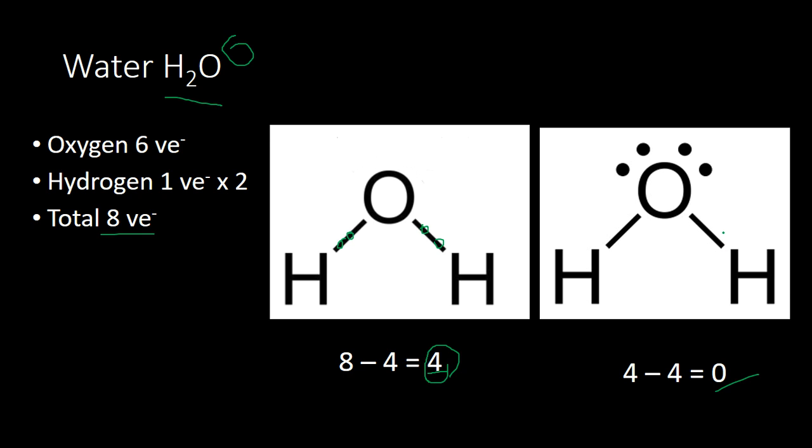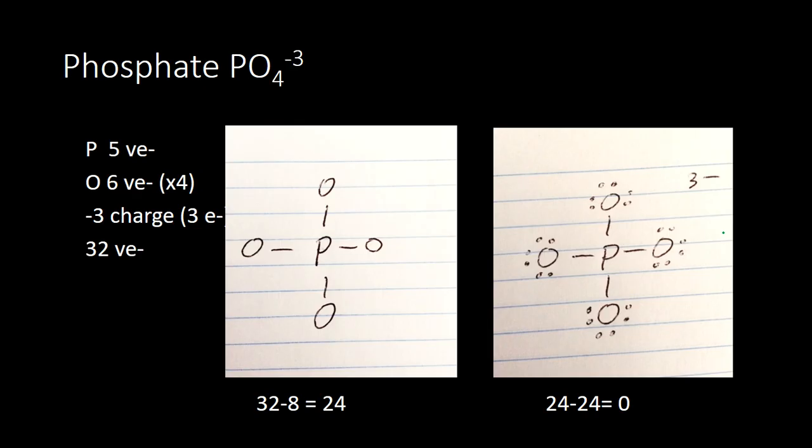All right. I can't take questions, so I'm going to move on. So phosphate, PO4 minus 3. So now we do have a charge to worry about. Phosphorus is the central atom. It's the first one listed. It has 5 valence electrons. There's only 1. Oxygen, there are 4 oxygens. Each oxygen comes with 6 valence electrons, times the 4 is a total of 24.